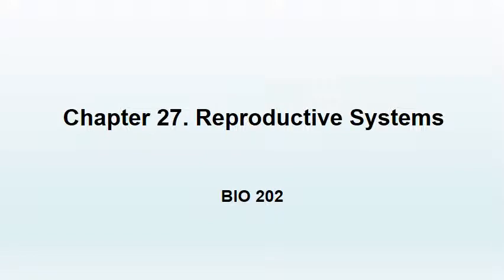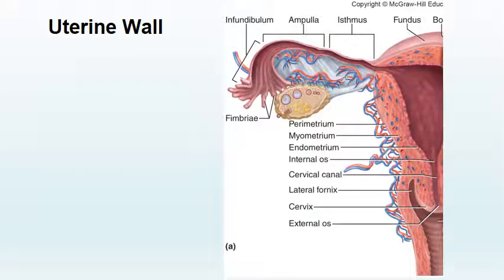So let's start by looking at the different layers of the uterine wall. Alright, so the uterine wall is composed of three different layers. The outermost layer is going to be the perimetrium. So the perimetrium is our outermost layer of the uterus. It is external connective tissue.